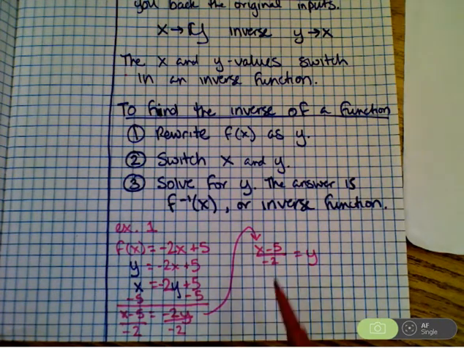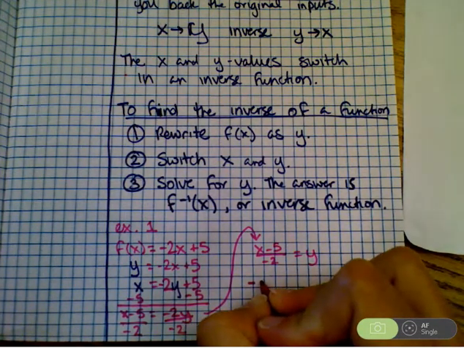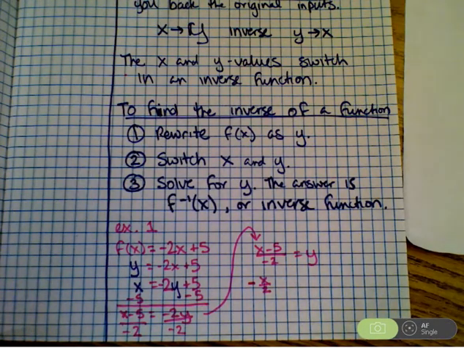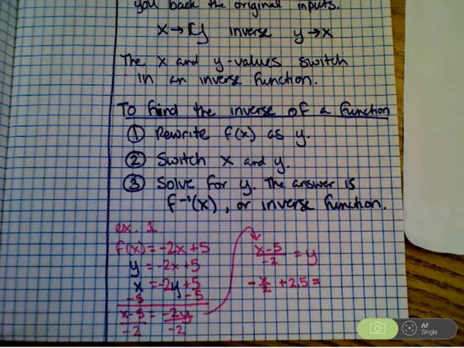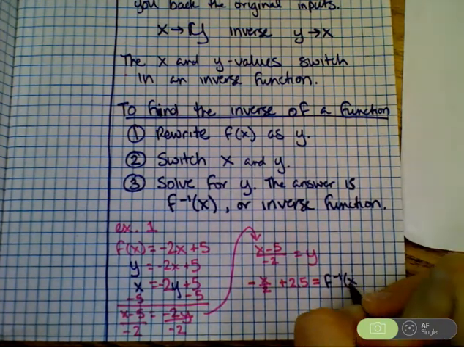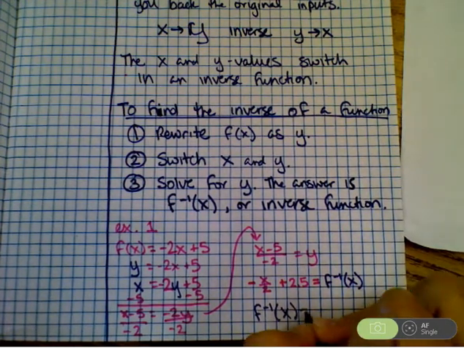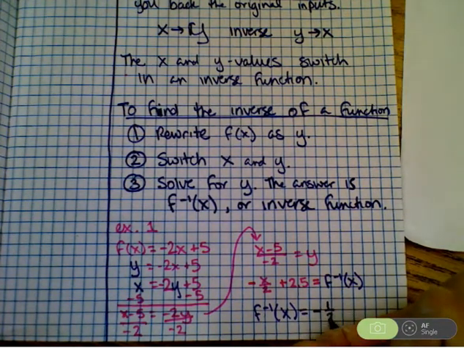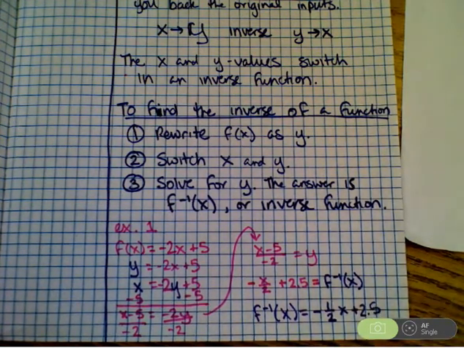Because we're going to want to graph these, we want to make this a little cleaner. So x over -2 is the same as -x over 2, and -5 divided by -2 is really just positive 2.5. And I'm going to replace the y with f inverse of x. So my inverse function, or my answer in this problem, and that -x over 2 really means -1 over 2 times x, again, because I'm going to want to graph these, plus 2.5.